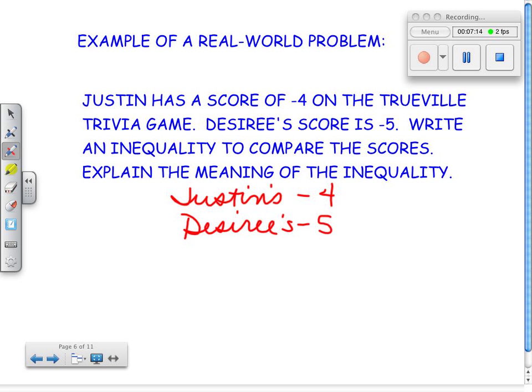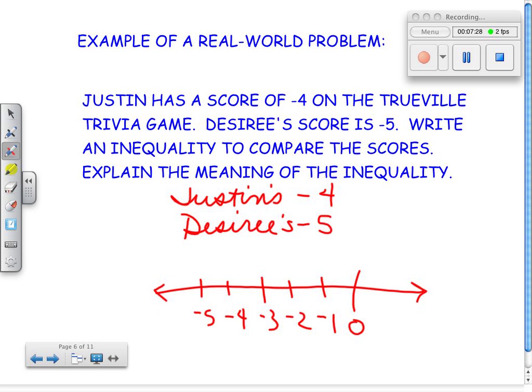score is negative 5. All right, let's think about that on a number line. Right? Here's 0, here's negative 1, negative 2, negative 3, negative 4, negative 5, negative 6. Well, we'll put Justin's negative 4 in blue, right? And we'll put Desiree's negative 5 in green, all right? Now, can you write an inequality? Let's write an inequality. We can say that negative 5 is less than negative 4.